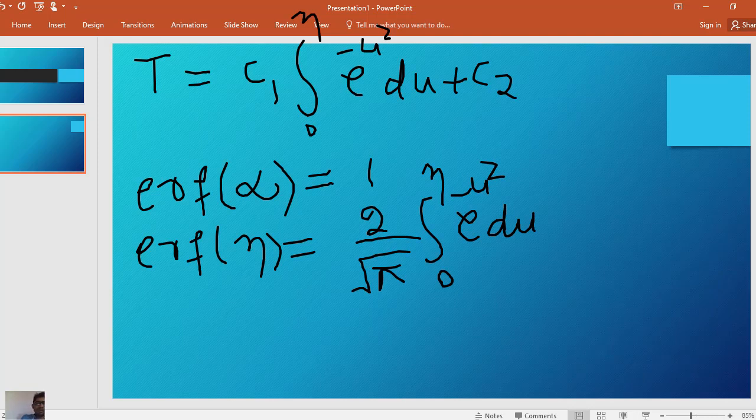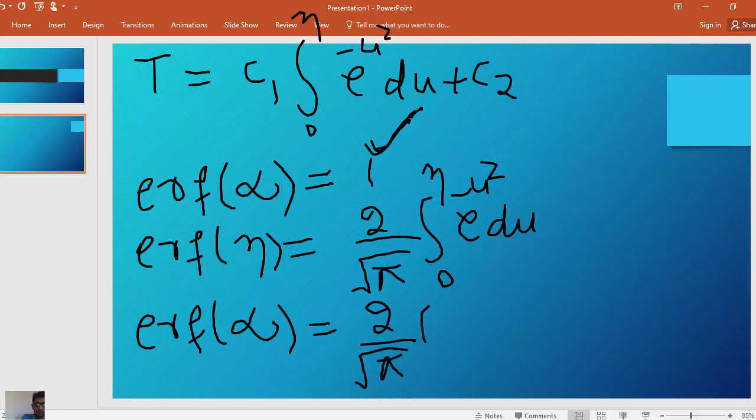We know that when the similarity variable tends to infinity, what will be the value of the error function? Obviously, it will be 1. So the error function when the similarity variable tends to infinity, which is 2 divided by root pi integral from 0 to infinity of e to the power minus u square du, will tend to 1.